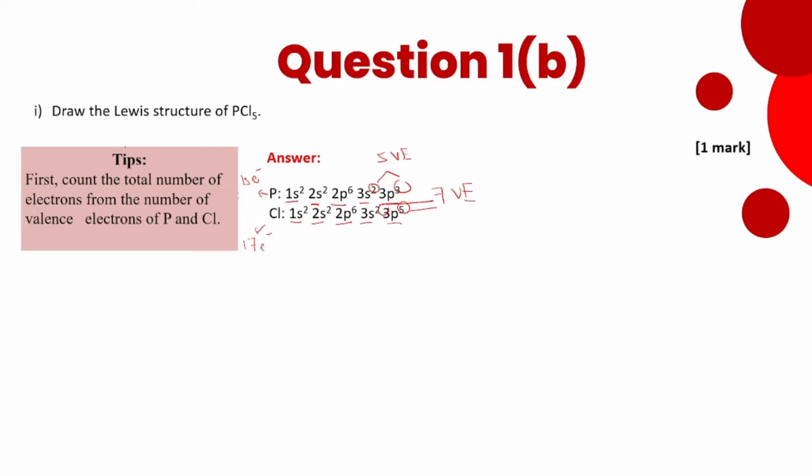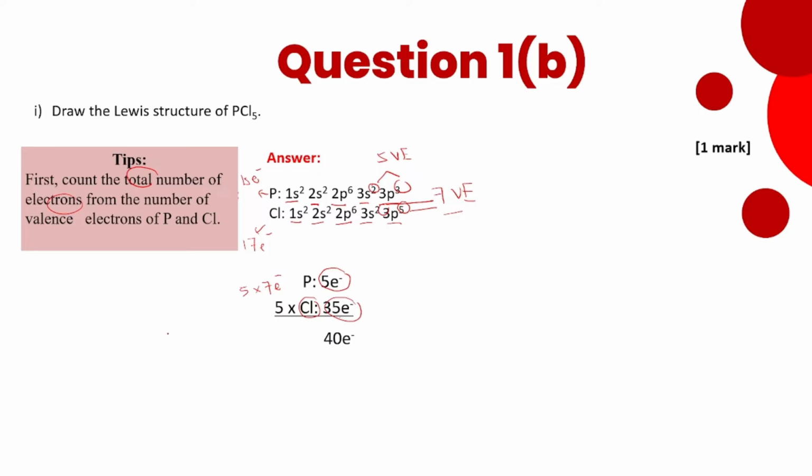Therefore, you need to count the total number of electrons. Phosphorus has 5 valence electrons, and for chlorine, it is 5 multiplied by 7 valence electrons, so you're going to have 35. So the total number of valence electrons will be 40. And from here, you need to draw the Lewis structure.